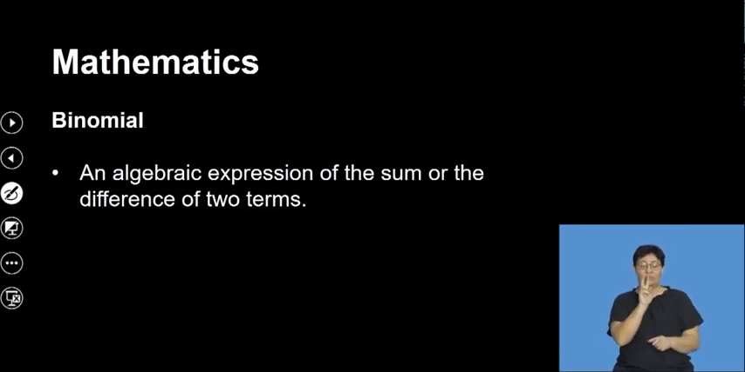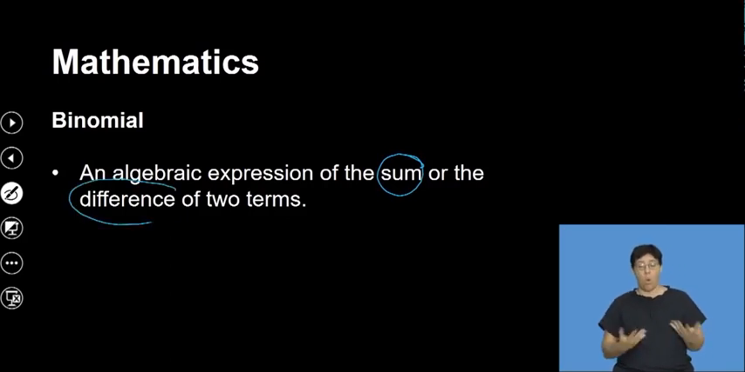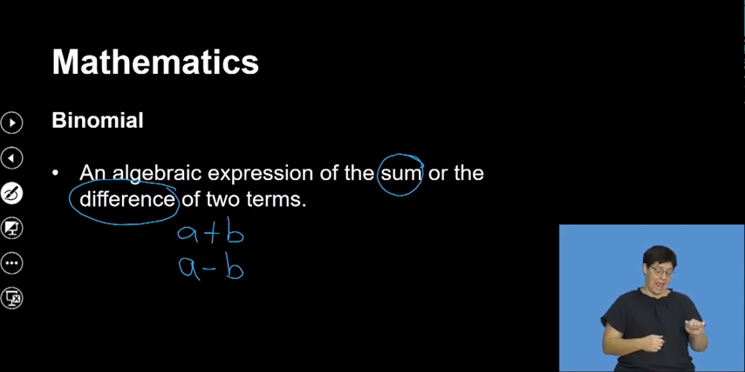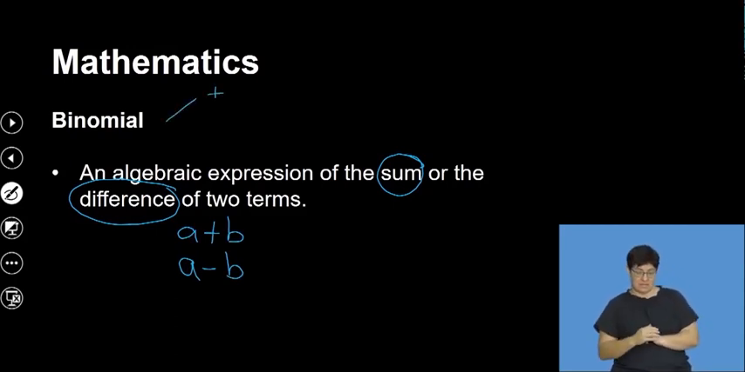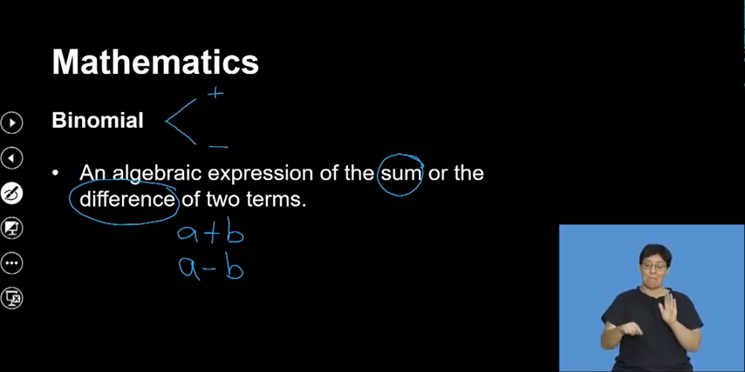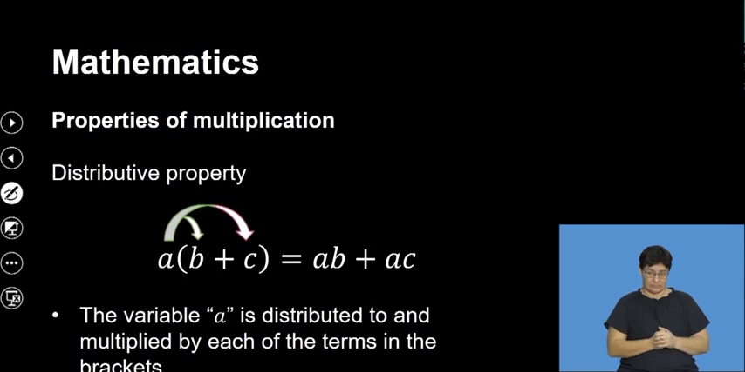Now, this is important. It's either a sum or a difference of two terms, not when you are multiplying or dividing terms. That has nothing to do with it being a binomial. So a binomial will be like a plus b or a minus b. So the two operations that govern a binomial will be plus and minus, not multiply, not division.